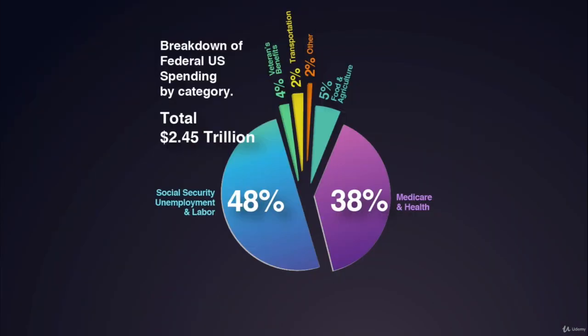So this is a sample of the pie chart we're going to recreate. It's the breakdown of the federal U.S. spending by category, 2.45 trillion. I think this is the 2015 numbers. I found it on Google. But I created this chart, and I'm going to show you the process I went through to create a very accurate pie chart.